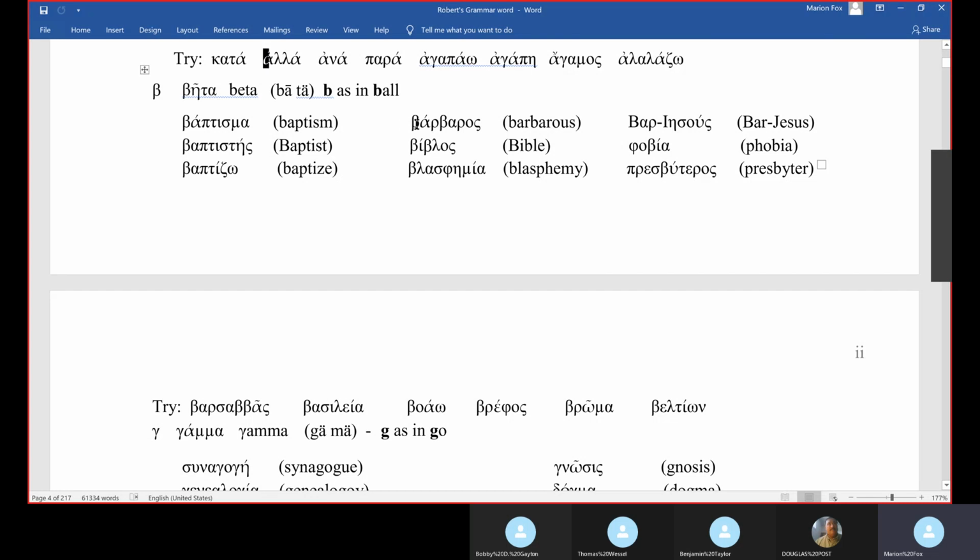Barabbas. Barbaros. And that's a barbarous person. Someone who doesn't speak Greek. To the Greeks, if you didn't speak Greek, you were a barbarian. Biblos, notice the accent on the iota, Biblos. And so we get our word Bible from it, that's a book.